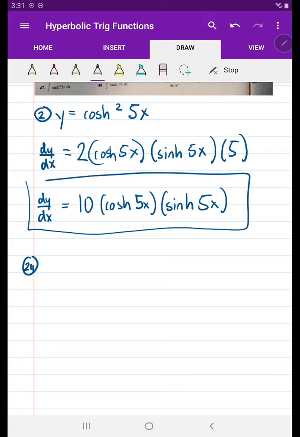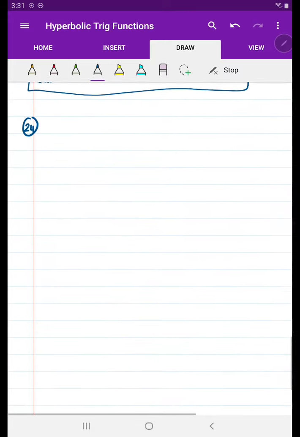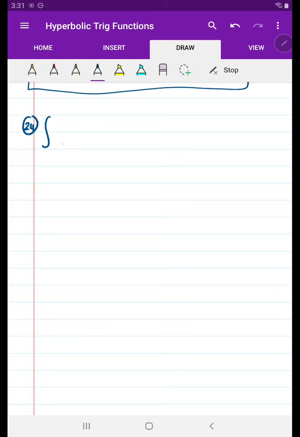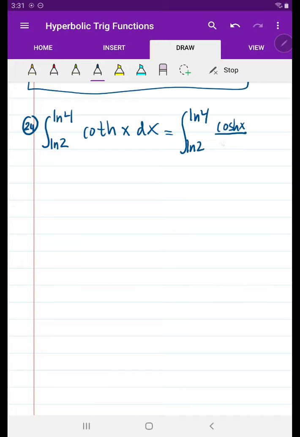For 24, we've got to evaluate an integral, and the integral that they give us is the integral from the natural log of 2 to the natural log of 4 of cosh x dx, okay? And so for this one, I'm going to go ahead and rewrite this as cosh x over sinh x, right? And we'll evaluate that with respect to x.